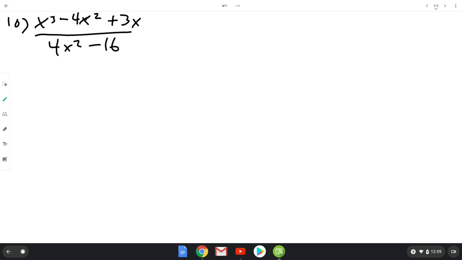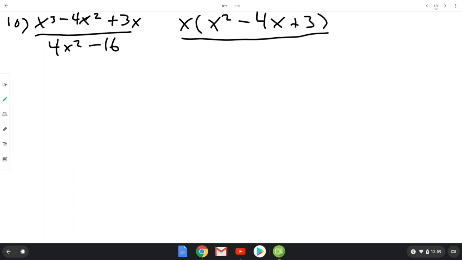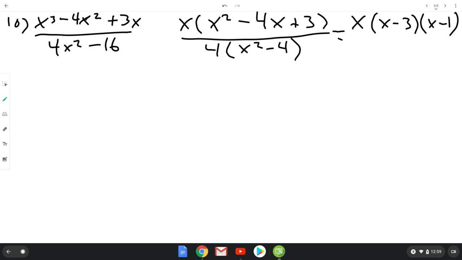So the first thing we can do is take out the greatest common factor. And we can also do that in the denominator. And then we can factor further. So we're looking for something that adds to 3, multiplies to 3 and adds to -4. And then the bottom is a difference of squares.